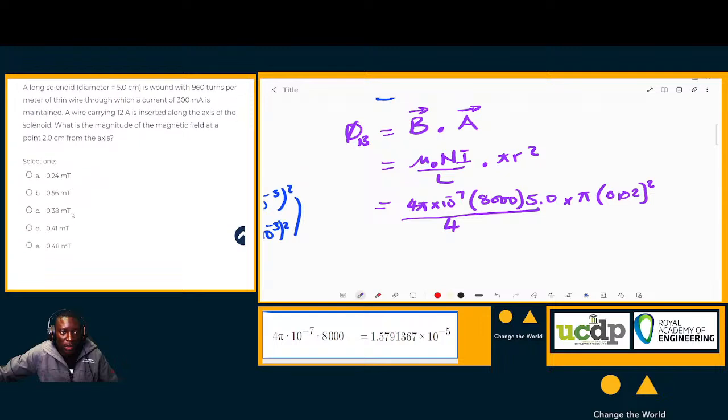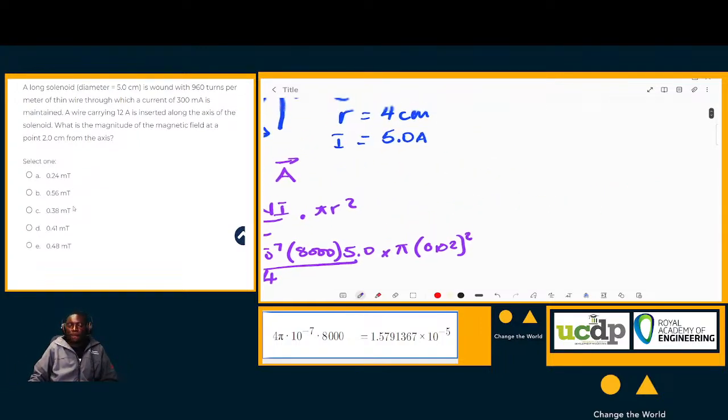So question 20 deals with a solenoid again, a long solenoid which is wound with 960 turns per meter of thin wire through which a current of 300 milliamps is maintained. It has a wire carrying 12 amps inserted along the axis of this solenoid. And what is the magnitude of the magnetic field at 0.2 centimeters from the axis?